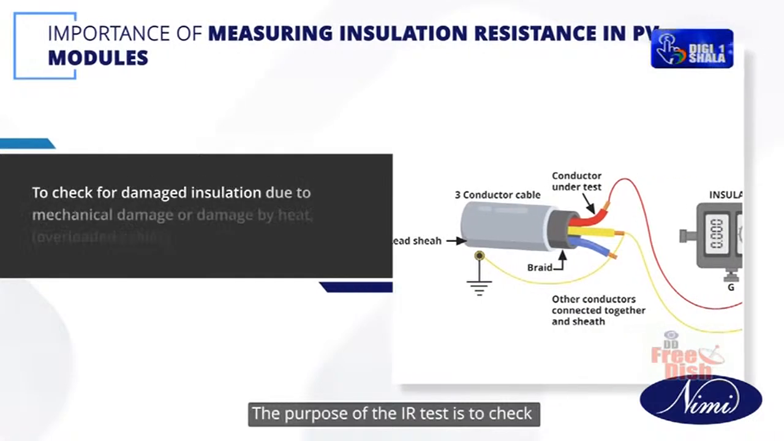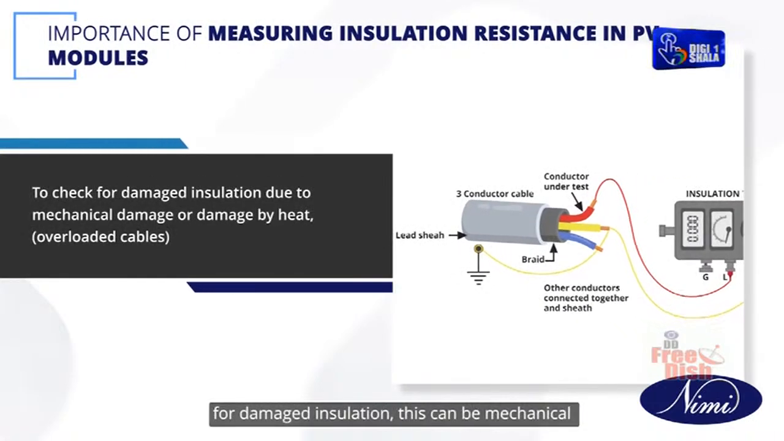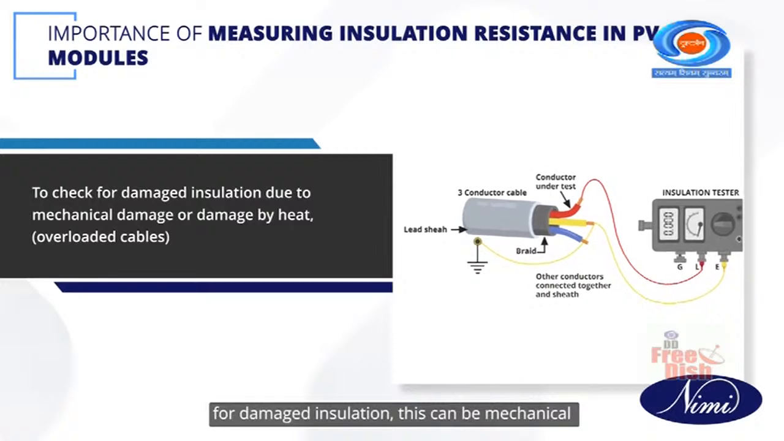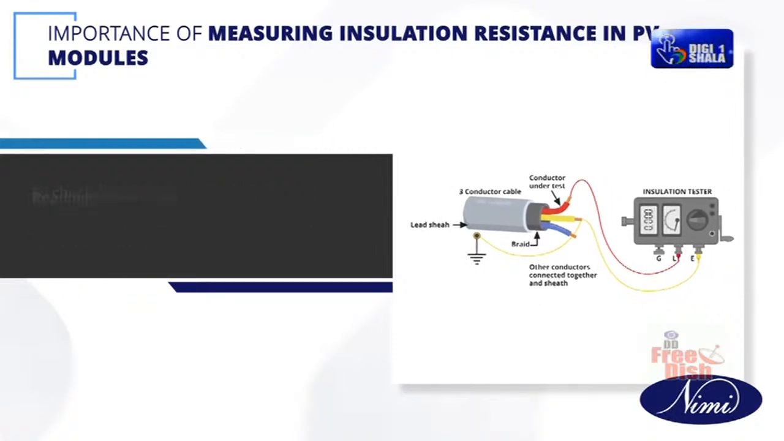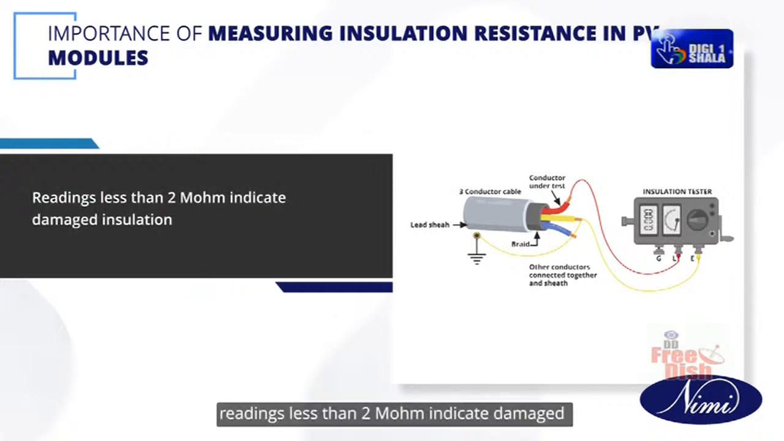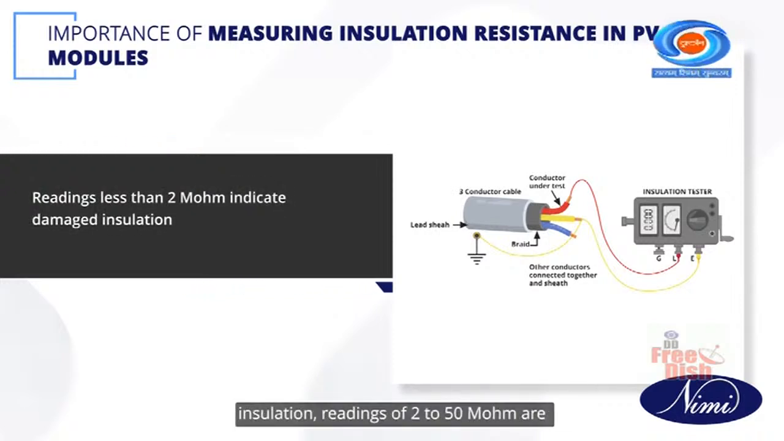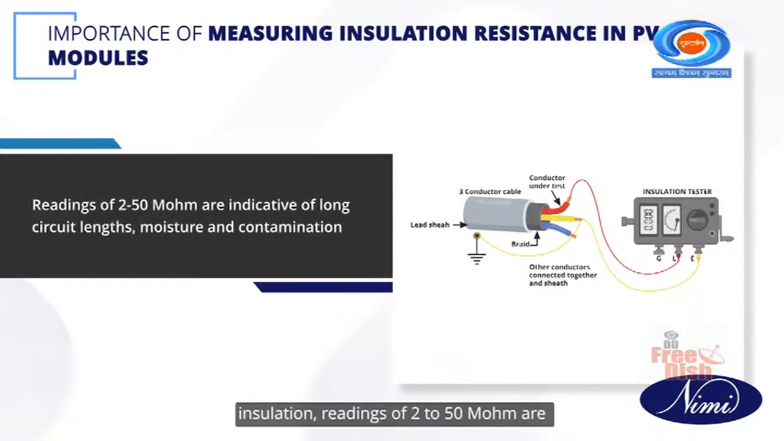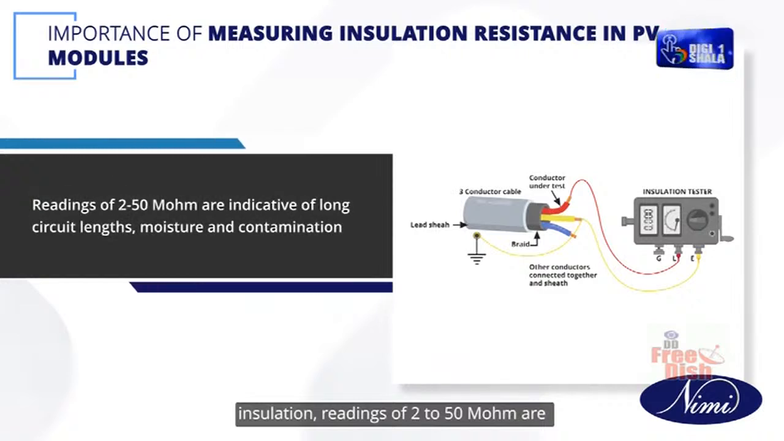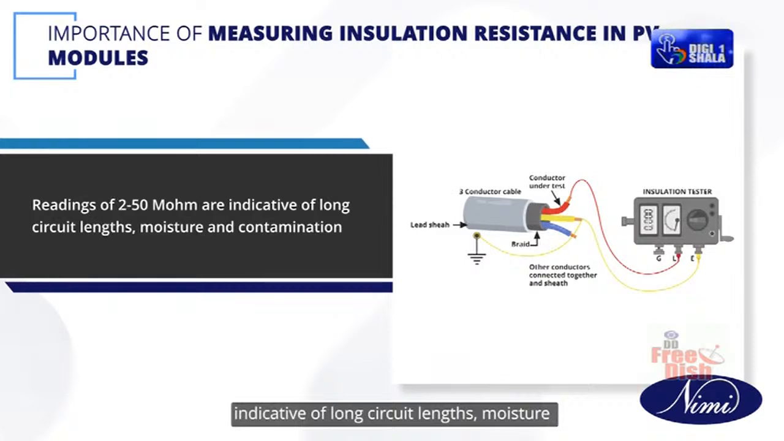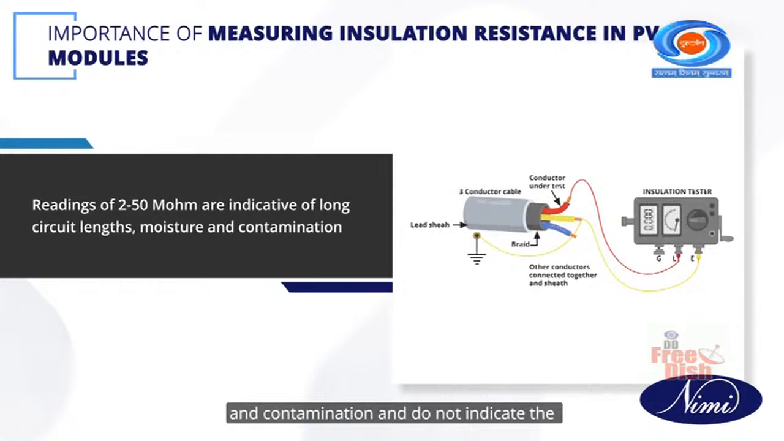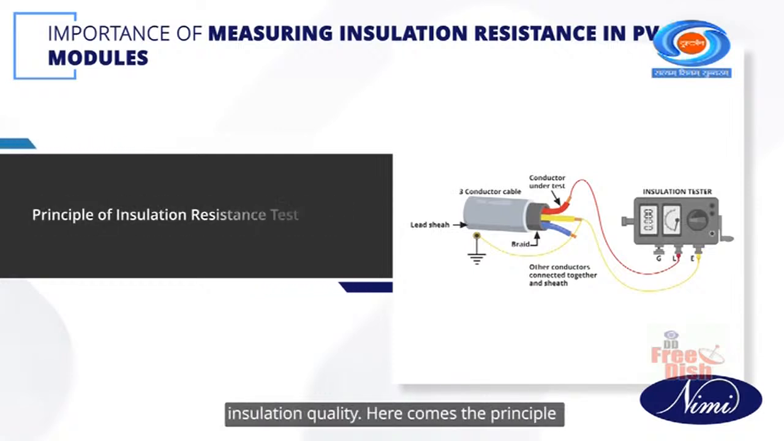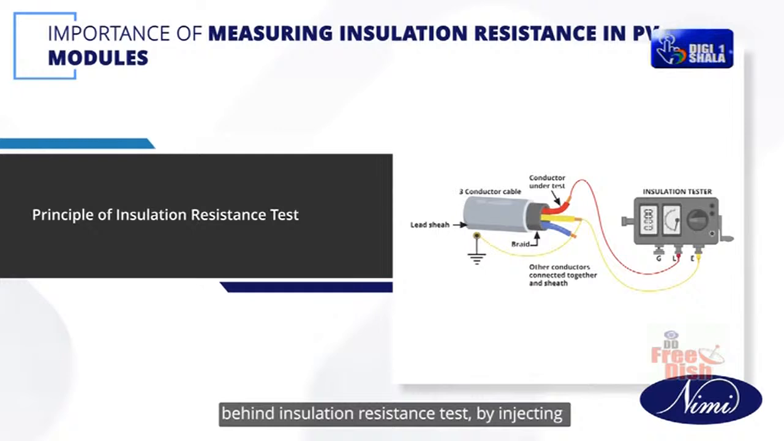The purpose of the IR test is to check for damaged insulation. This can be mechanical damage or damage by heat, or overloaded cables. Readings less than 2 megohm indicate damaged insulation. Readings of 2 to 50 megohm are indicative of long circuit lengths, moisture and contamination, and do not indicate the insulation quality. Here comes the principle behind the insulation resistance test.